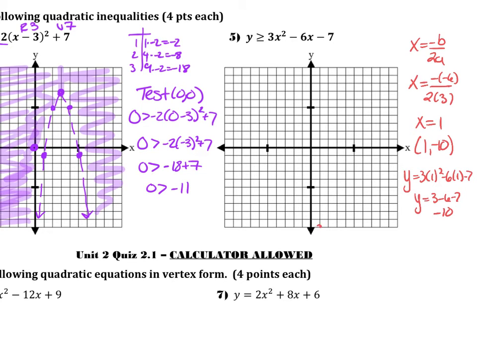So 1, negative 10. Then I need to think about my pattern. So 1, 1, 2, 4. I'm going to be multiplying by 3, so nothing bigger than that's going to fit. So I'm going to go 1, 3. And then instead of 2, 4, I'm going to go 2, 12. It's going to go way up here. This parabola will have a solid line since the inequality symbol has a line underneath.